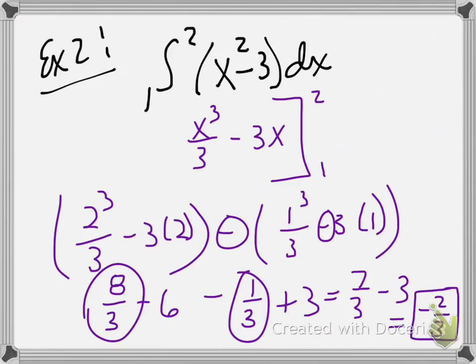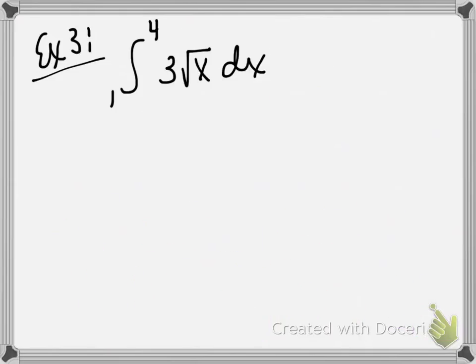And since it's an area, that might make you say, is that possible? That is an area. So if you get a negative answer, that just tells you that more of that area is below the x-axis than above the x-axis. So this is the cumulative area from 1 to 2.